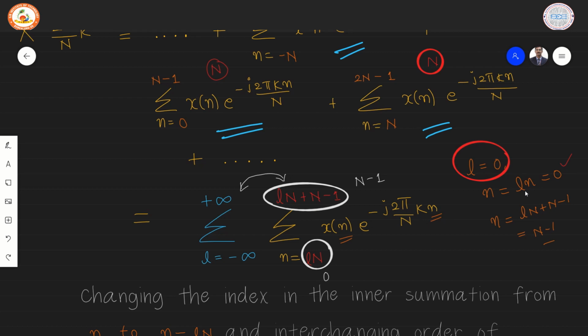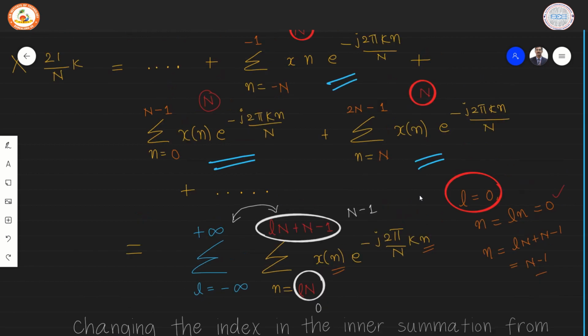The lower limit becomes 0 when you put L equal to 0, because n is equal to ln, and the upper limit, n is equal to ln plus n minus 1, on substituting L is equal to 0 gives you n minus 1. So we observe that we got one term whose limit is from 0 to n minus 1. In such a way, when you put different values of L, suppose we put plus 1, we get a particular range. When you put minus 1, we get another range. So this summation describes each and every term in the summation we showed above.